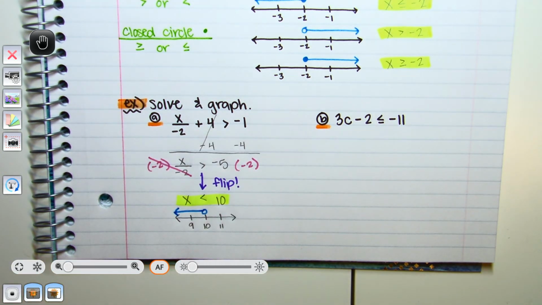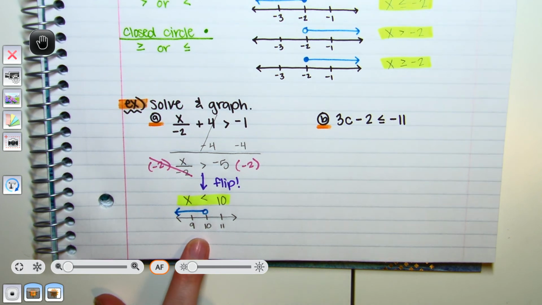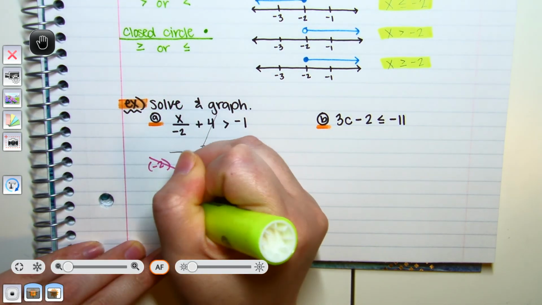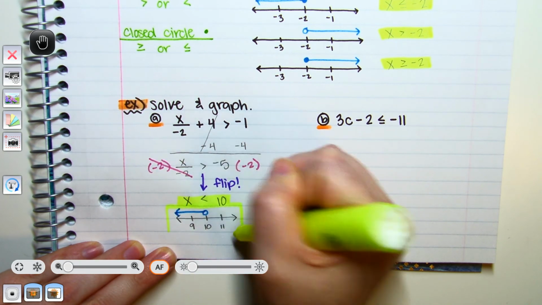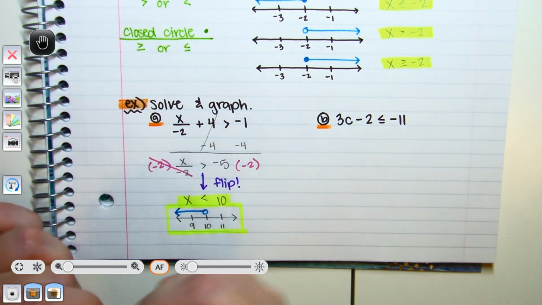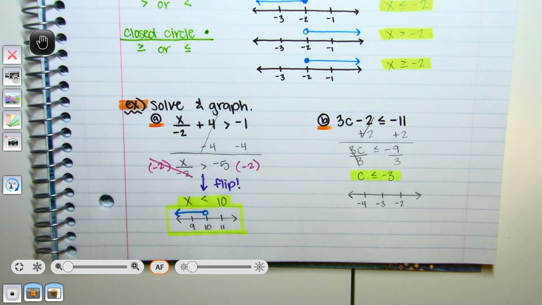Now I want to point out, I drew my number line like this with my little circle and my line above the graph. That's just to make it easy for you to see where it's going. I'll show you on the next example another way that you can do your graph as well. All right, I want you to go ahead and pause this video and try example B on your own. All right, go ahead and check your answer.